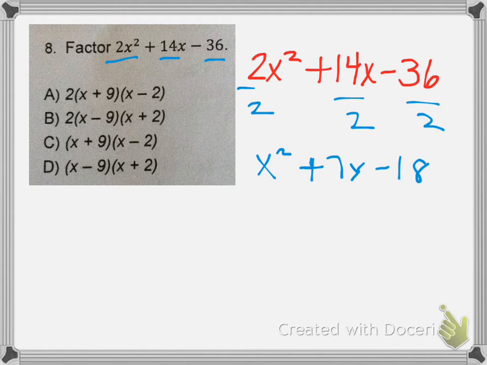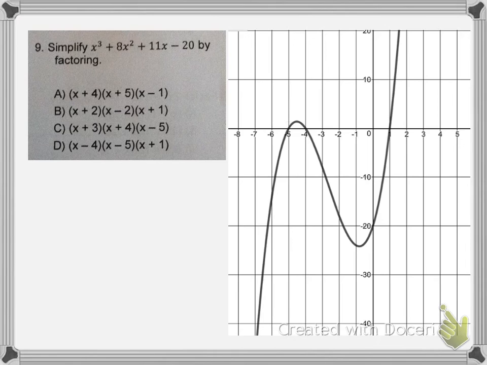Alright, sorry about my handwriting. So, factors of 18 that subtract to give you 7 would be a positive 9 and a minus 2. And we had to pull out that 2 already, so that is correct.